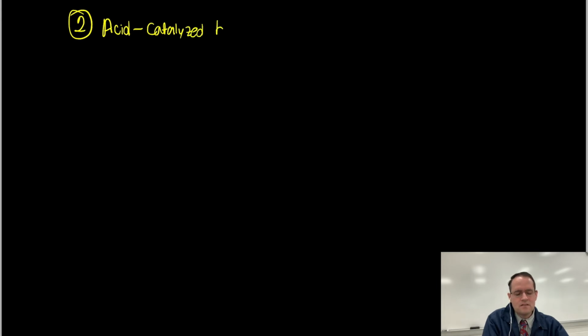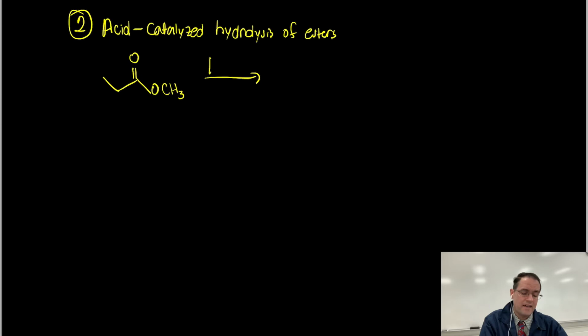There's another way to hydrolyze esters, and that's the acid-catalyzed hydrolysis of esters. Okay, so if we have an ester that looks like this, and we treat this with water and acid, which we normally just write H3O plus to simplify the reagents, you will make a neutral carboxylic acid, which is the acid form, and a neutral alcohol. Okay?